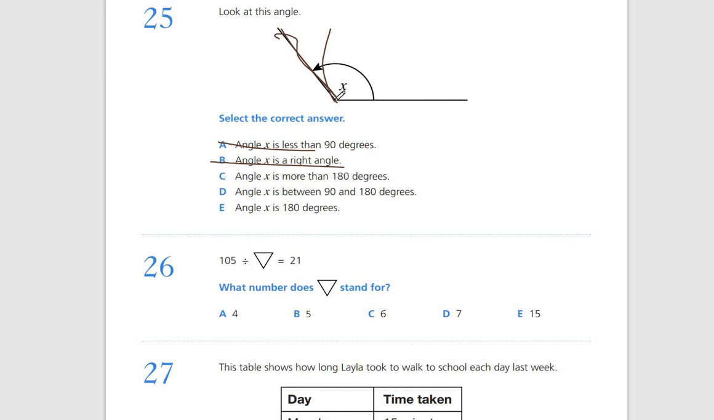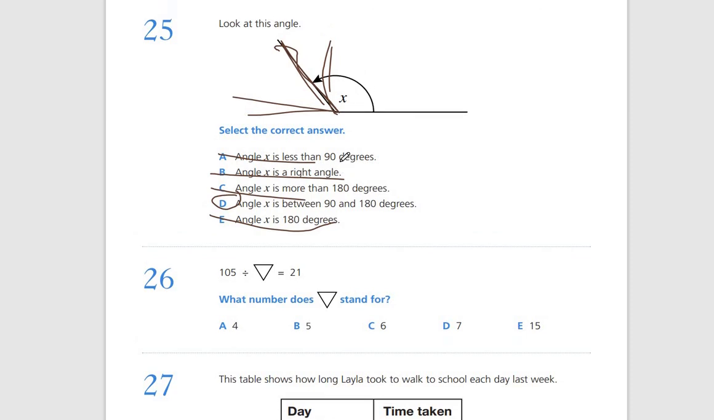Angle X is more than 180 degrees. 180 degrees is here, and so no, it's not more than that. Angle X is between 90 and 180. Angle X is not 180 degrees, like we said. So it has to be this one, because it is between 90 and 180. 90 is there, 180 is there, and it is there. So we've done question 25, and we've done half the paper.